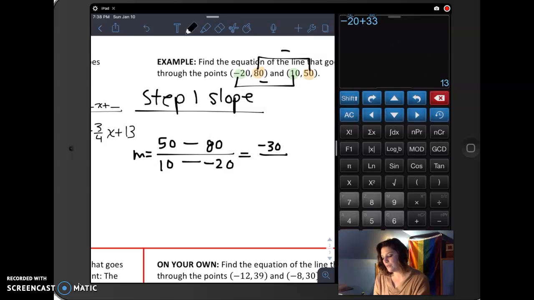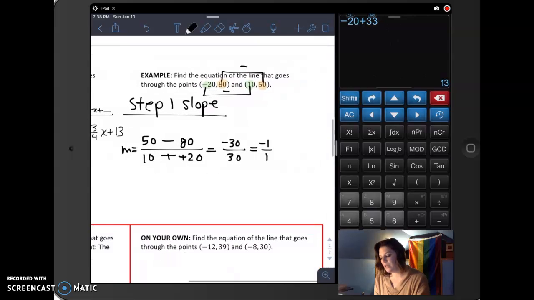All right, remember when you have two negatives, it becomes a positive. So it's just 10 plus 20, which is 30. And then you can reduce this fraction. Both top and bottom can be divided by 30, which would be negative 1 over 1. But we know that when we're using slope, we're going to want to reduce that a little bit more. So that was our step one.